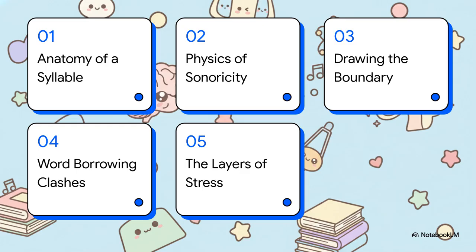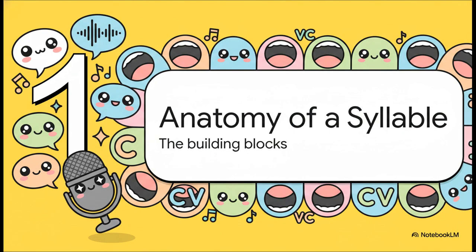So here's our roadmap. We'll start micro with the anatomy of a syllable, move into the physics of sonoricity, figure out how we draw the boundary, look at some wild word borrowing clashes, and finish up macro with the layers of stress. Okay, let's dive right into this.